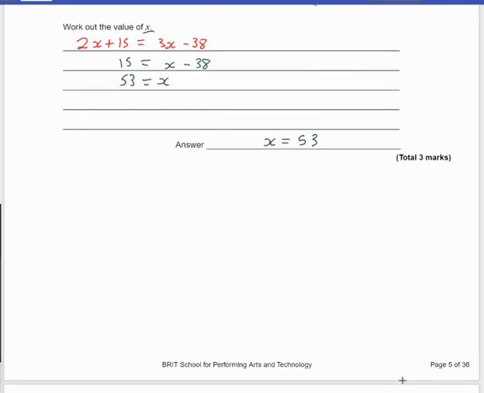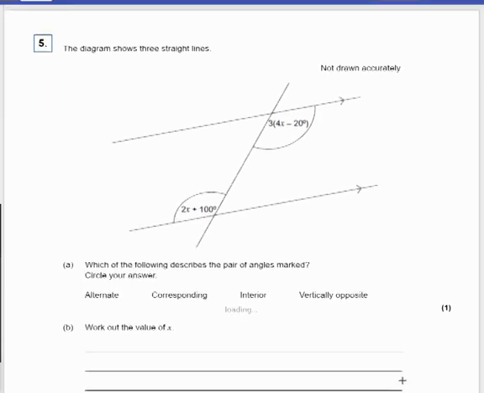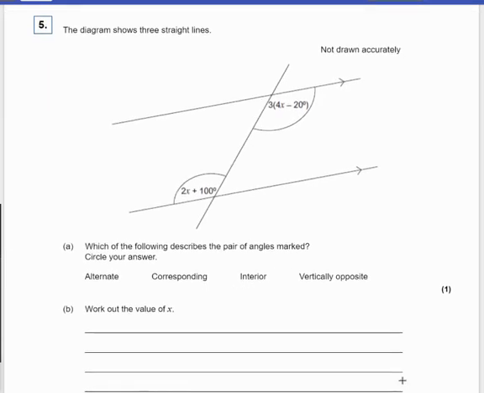Let's keep going, guys. We are doing so well thus far. Okay, what have we got here? The diagram shows three straight lines. So we've got two straight lines and they're parallel. That's the important thing. And we've got this kind of Z-looking structure, inside, outside. So that tells us that the two angles are alternate, and we know alternate angles are equal.